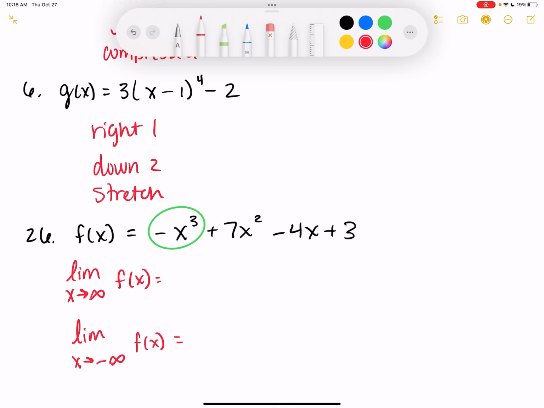So as x gets really big in the positive direction, so pretend we put in 500 here. What is happening? Is this going to negative or positive infinity? Negative. Negative infinity. And then as x goes to negative infinity, so say negative 500, what's happening? Positive. It's going to positive infinity.